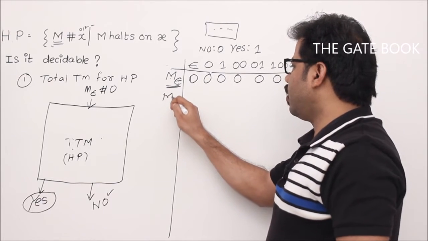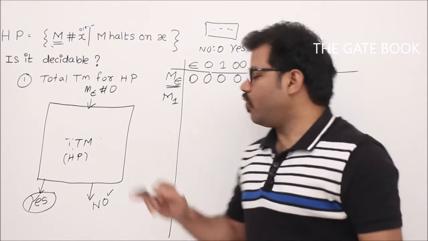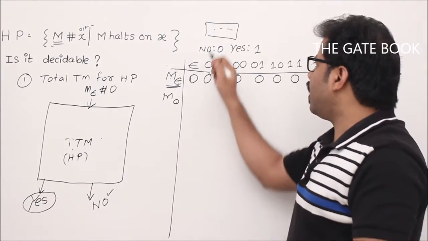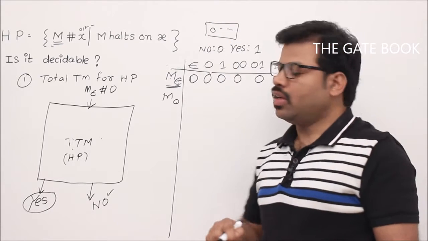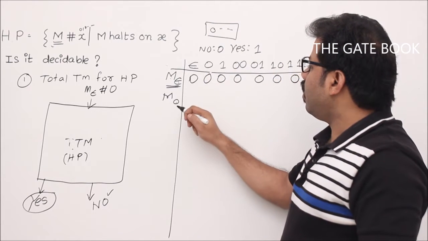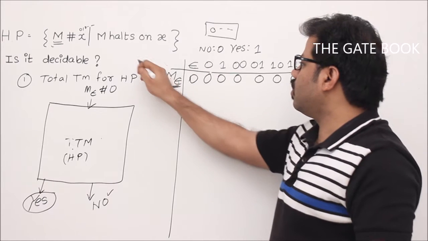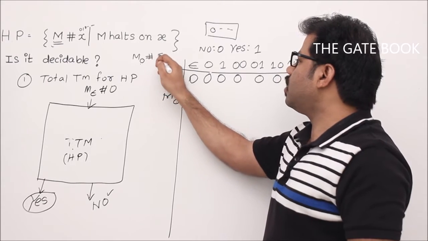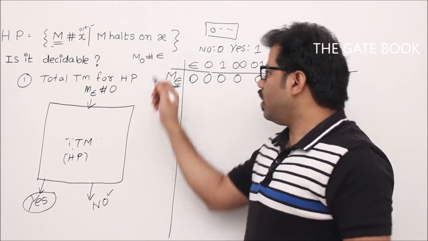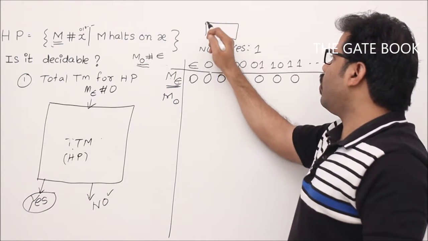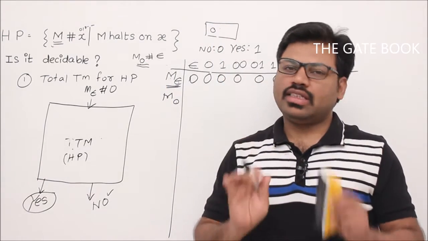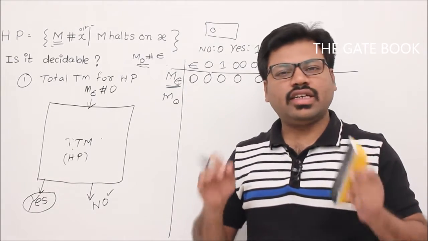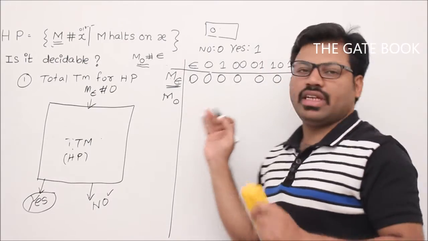Now let me write M1. Now my interesting question here: M1 is a Turing machine. Okay, let's take M0 first. M0 is a Turing machine whose binary encoding is simply 0. Okay, and my question is M0 hash epsilon. A Turing machine whose code is 0, will it halt on epsilon? Assume that, let's say, M0 is a valid Turing machine. That means this 0, having only one 0 in the encoding, is a valid Turing machine. Don't ask me why it is valid. Maybe valid, maybe invalid. But assume that it is valid, for the time being, so that the discussion will be easy for us.